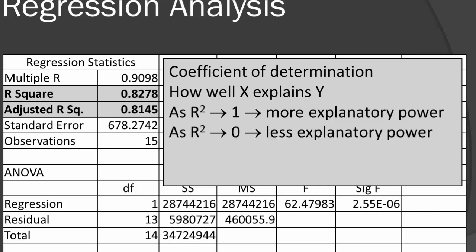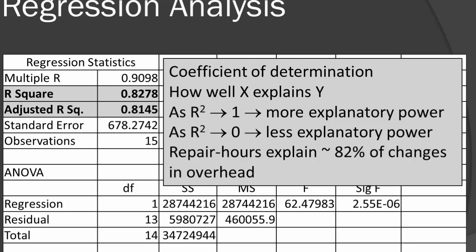As R squared gets closer and closer to 0, that means the model has less and less explanatory power. If R squared was 0, that would mean that knowing the predictor variable would tell us nothing about the outcome variable. That didn't happen here. In this case, knowing the repair hours explains about 82% of the changes in overhead costs.